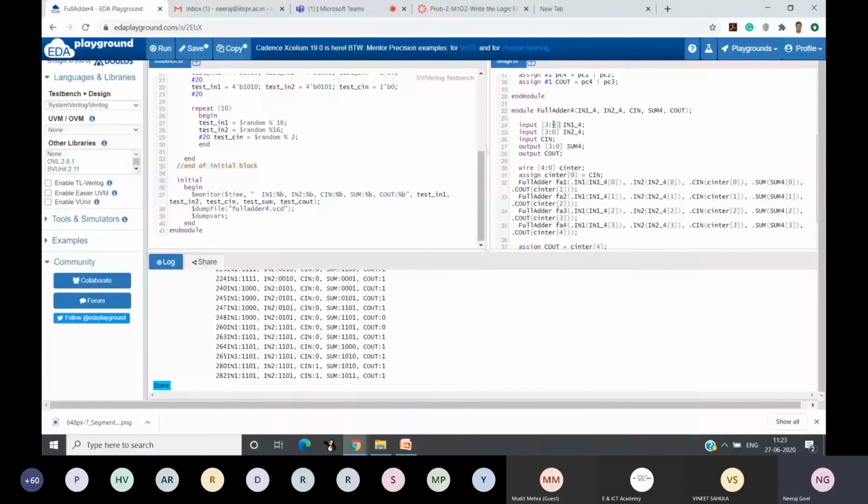You can also write 0:3, but in that case your leftmost bit would be considered as 0 and 3 would be your rightmost bit. Okay, so this is again a left to right combination. Now similarly, C sum also is declared as a bit vector.